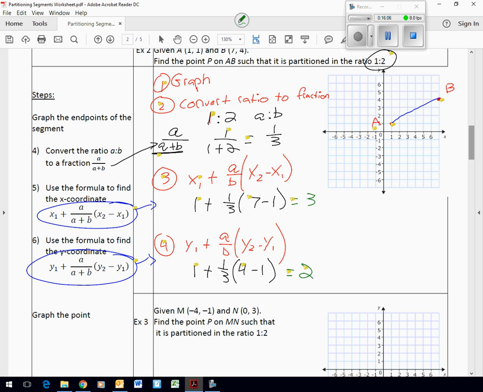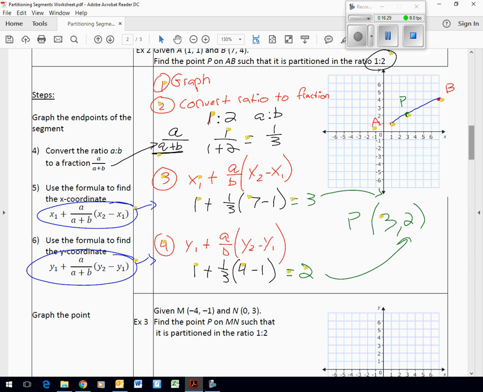So, think about this, guys. Point P is at 3, 2. Here's your y, here's your x. That's all you've got to do. You graph 3, 2. Okay? That's where point P is.